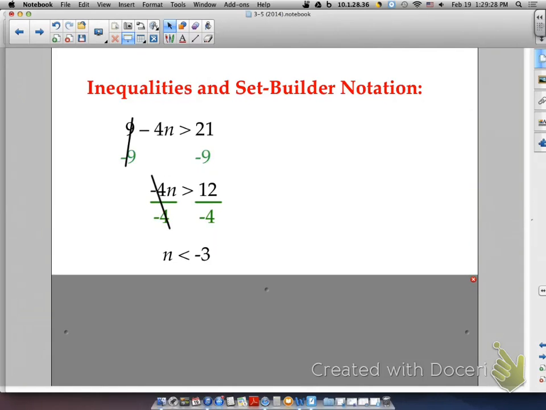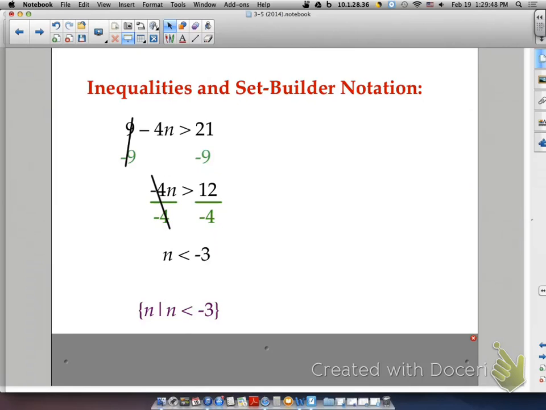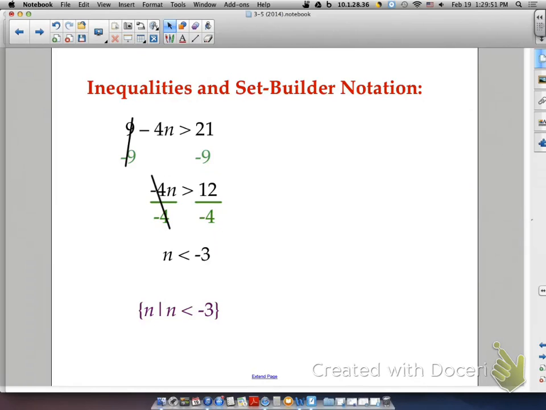Why, Quincy? Why am I switching the direction of the inequality? Because you divided both sides by a negative value, correct? When I multiply or divide both sides by a negative, then I have to switch the direction of the inequality. So that's how I write my set builder notation: for all real values of n, such that n is less than negative 3. Does that adequately explain your solution?